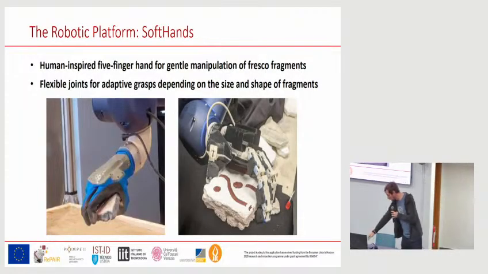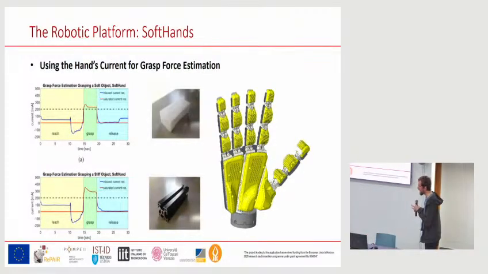And furthermore, here you see them grasping, but how do we actually know that we grasp something? Because when we grasp something and we just go on, at some point we will crush it, or if it slips through, we should be able to recognize that it actually slipped and we had to re-grasp it. So therefore, we try to estimate the force that we grasp the object with from the hand's current. That means the electrical power that flows during the grasping process.